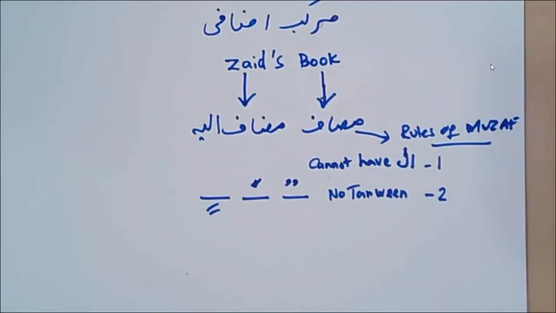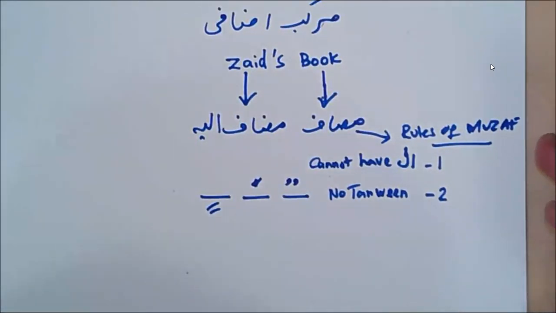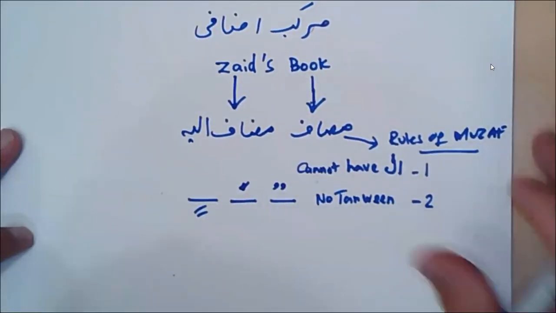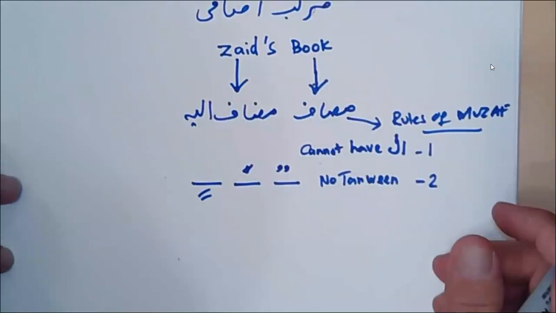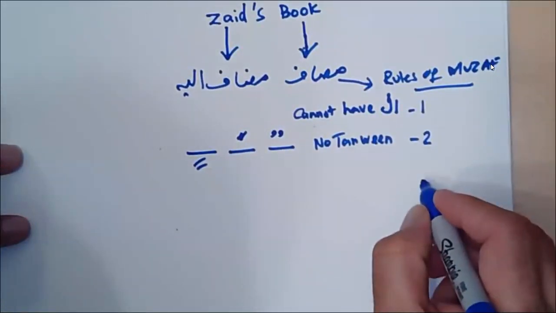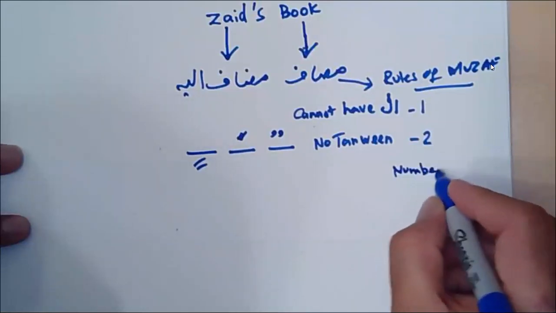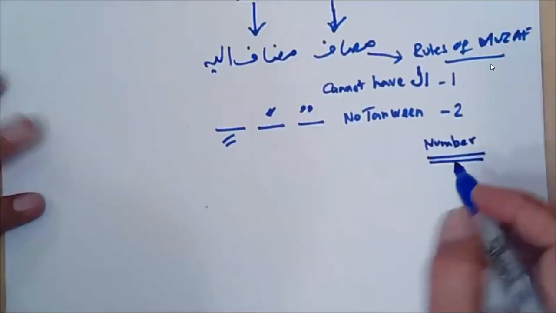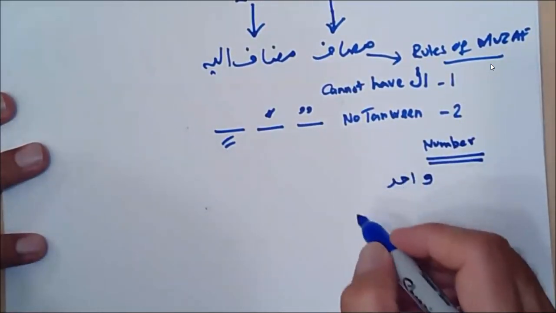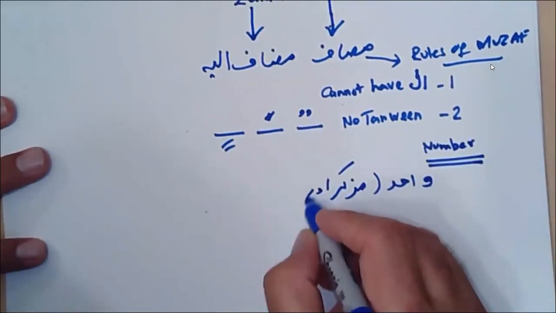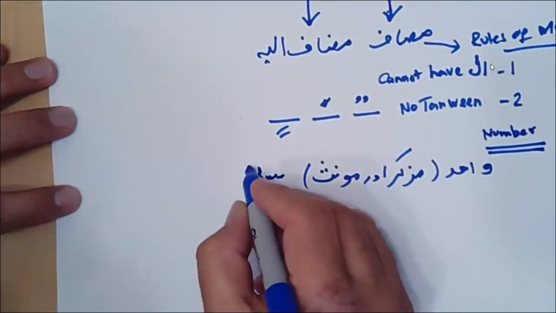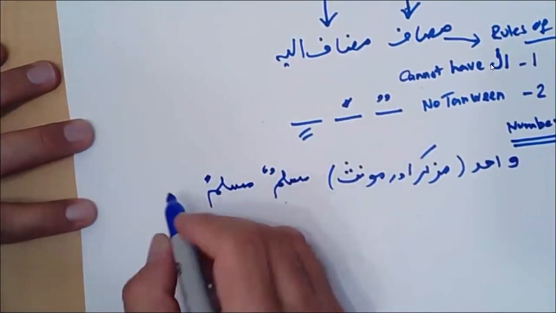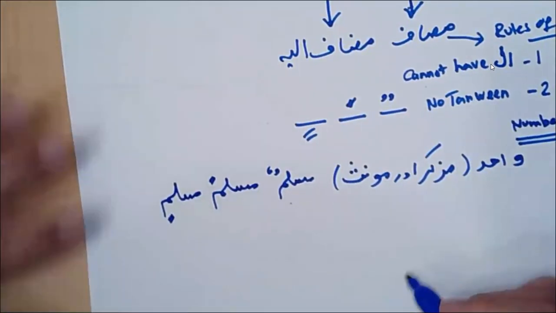in the past sessions, where did we find tanween? Let's look at those categories. We know that in the number category, remember number category or number classification? We said when a noun is wahid, doesn't matter, muzakkar or muannas, what happens on the last letter? For example, muslimun, musliman, and muslimin. Remember that part?